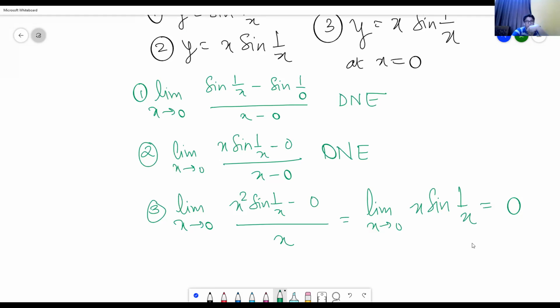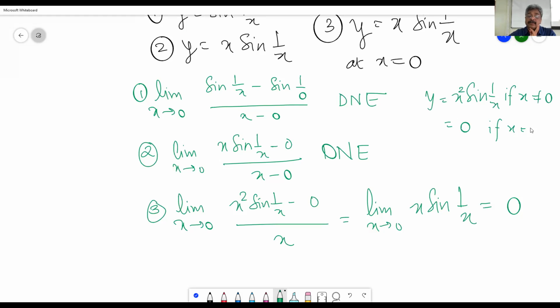No, sir, because our definition for the differentiable is f of x minus f of c upon x minus c, right? So f of 0 has to be some number in order to use it. Yes. So we have to have that f of c over there, and that definition must be such that y is equal to x square sine 1 upon x if x is not equal to 0, and equal to 0 if x is equal to 0.